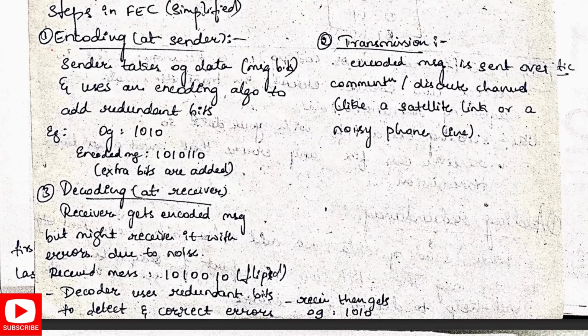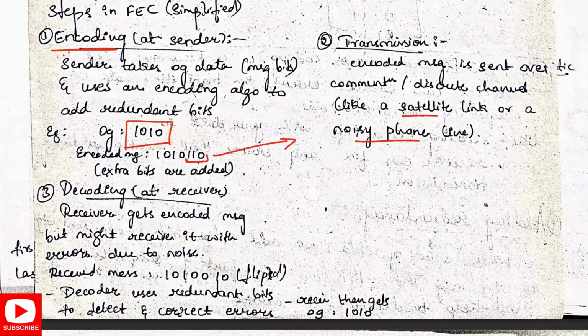Encoding is done. This is our first step. Your sender will take the original data, that is the message bits, and use an encoding algorithm to add the redundant bits. For example, my message that I am transmitting is 1010. For this, I am adding 110 as some extra bits. These are added. Then transmission. Here the encoded message is sent over the communication or discrete channel, like a satellite link or a noisy phone line. You will send this data.